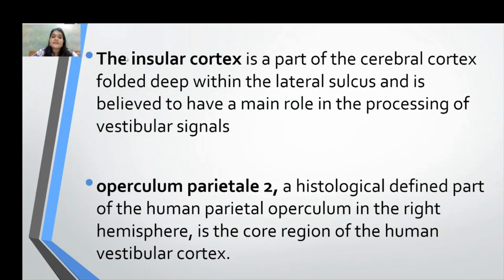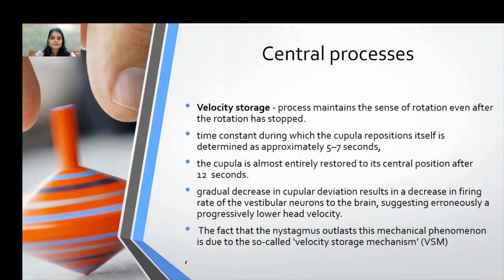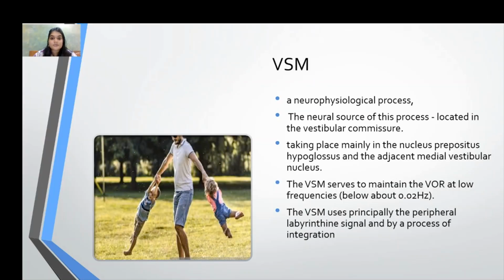Coming to the brain, the insular cortex is a part of the cerebral cortex folded deep within the lateral sulcus, and it has the main role in processing of vestibular signals. The parietal operculum 2 is a histologically defined part of the human parietal operculum. In the right hemisphere, it is the core region of the human vestibular cortex. Central processes include velocity storage and the neural integrator. This I will be discussing in detail when I discuss the vestibulo-ocular reflex.